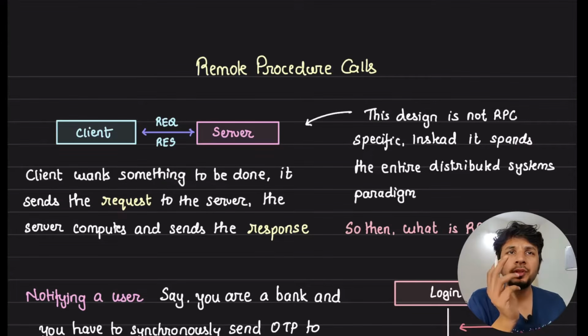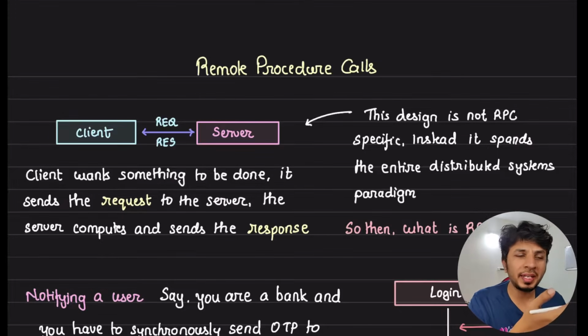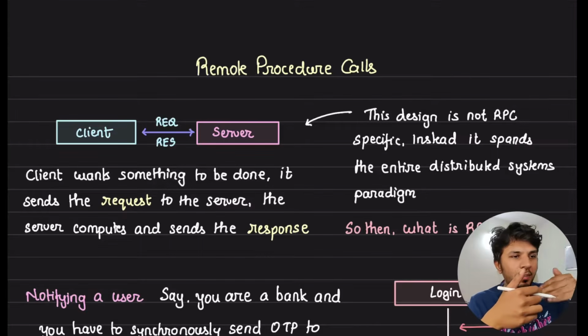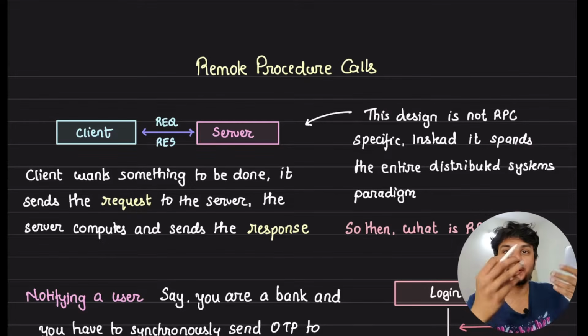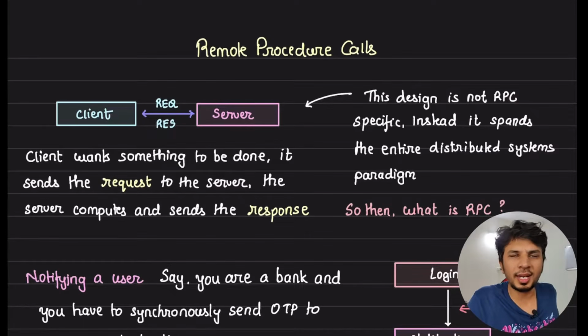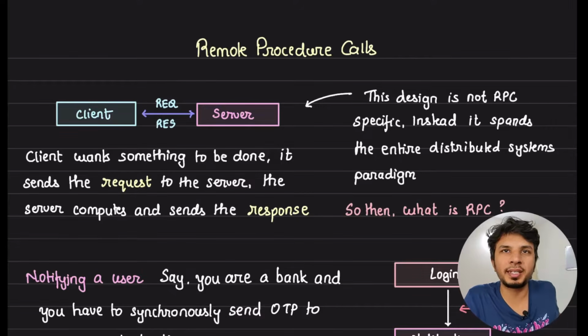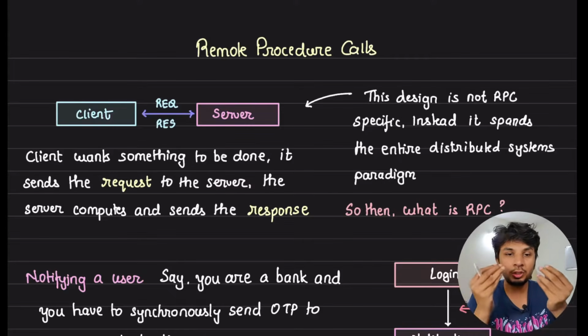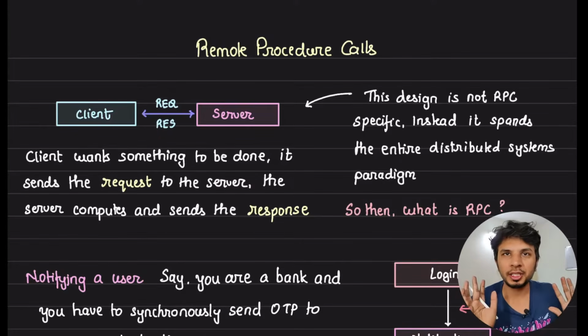So say we have two services and they want to talk to each other. One acts as the client, another one acts as the server. The most standard way to do this communication is when your client needs something, it makes a request to the server and the server responds back. And this happens over any communication protocol like, let's say, TCP, UDP, pick your favorite. This is not RPC specific. This design is a very common way through which two components in the network talk to each other, and this is how the entire distributed system is built.